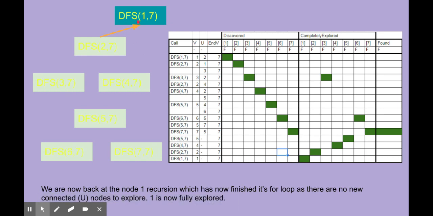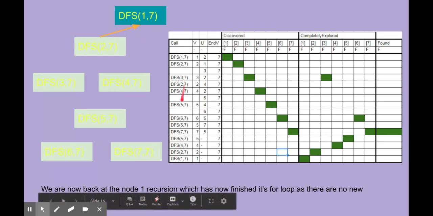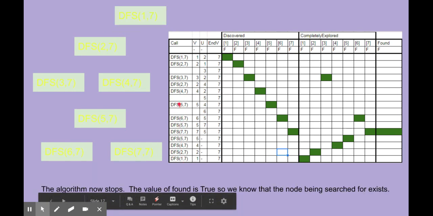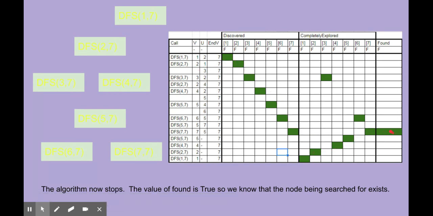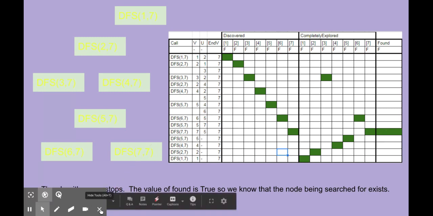Okay. So these are the calls to the function, and you can see it recursing all the way back out as you get to the bottom at the end there, coming back to this one here. So it stops there, and then you've got your discovered list, your completely explored list, everything there, and you've got your found equals true. Okay, tricky stuff.